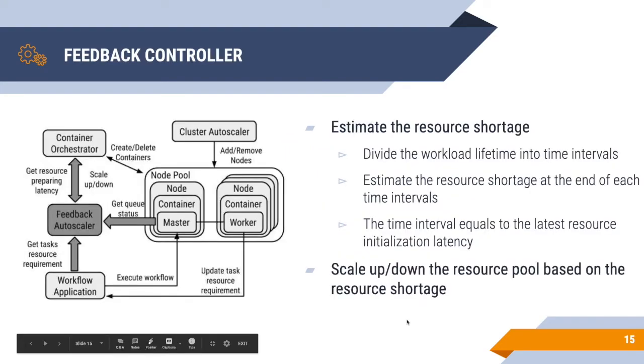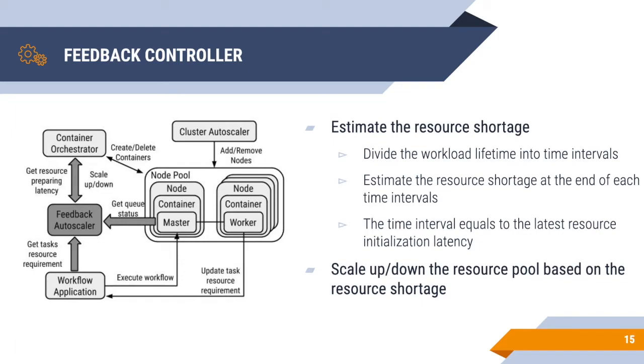So far, we have collected all the required information: the resource initialization time, the task queue status, and the task-level information. Then we develop a feedback autoscaler called the high-throughput autoscaler that divides the workload lifetime into time intervals, with each time interval equal to the latest resource initialization time. Then it estimates the resource shortage at the end of each time interval, and scales the resource pool based on the estimated result.